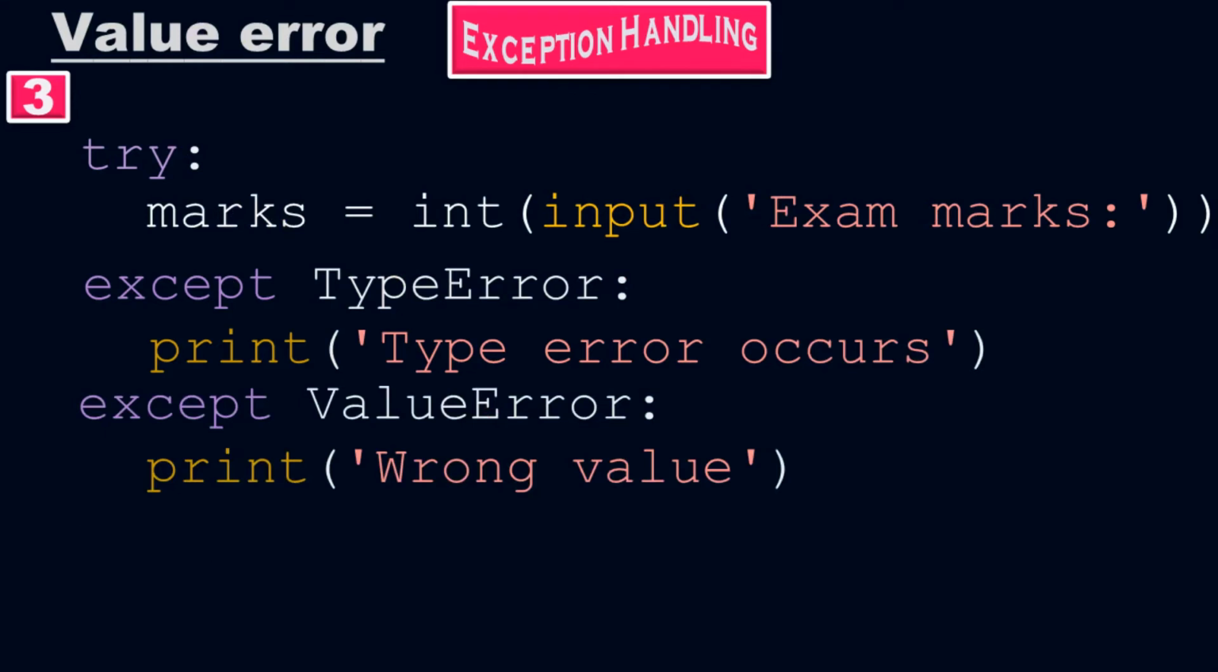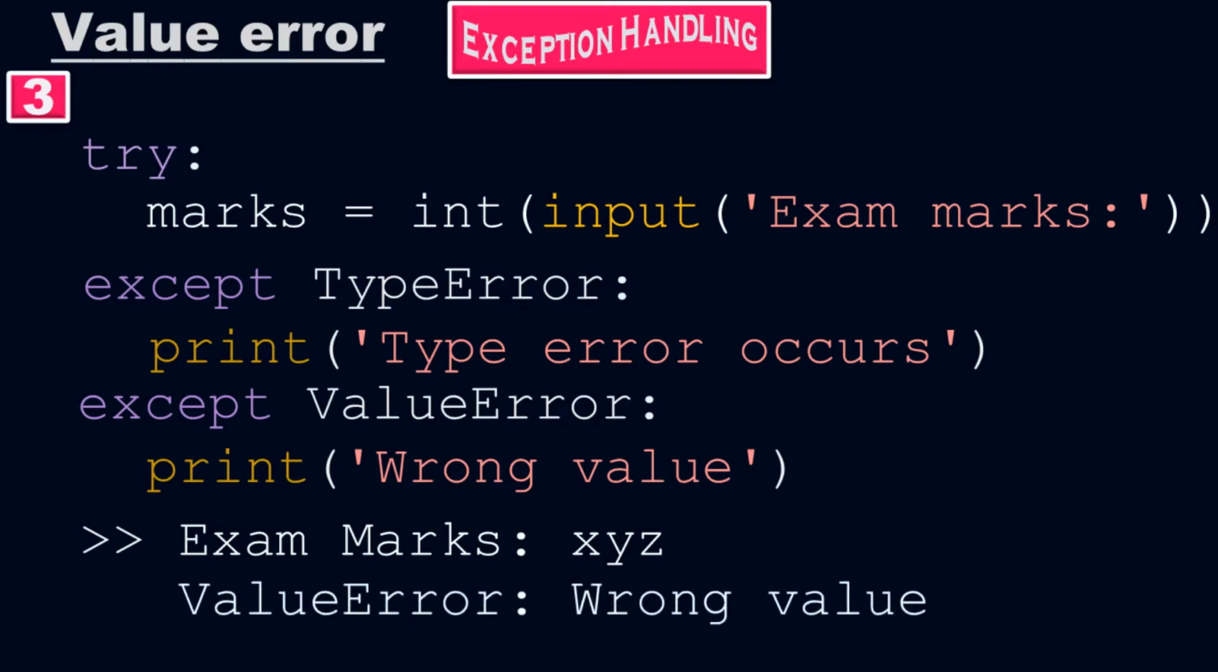So when you run it, the first line will be exam marks. When you randomly type XYZ and then press the enter button, you will get value error, which is a wrong value. Look at here, under try condition we have the real statement. Real statement always comes under try condition. And then I passed two different values, type error, value error.